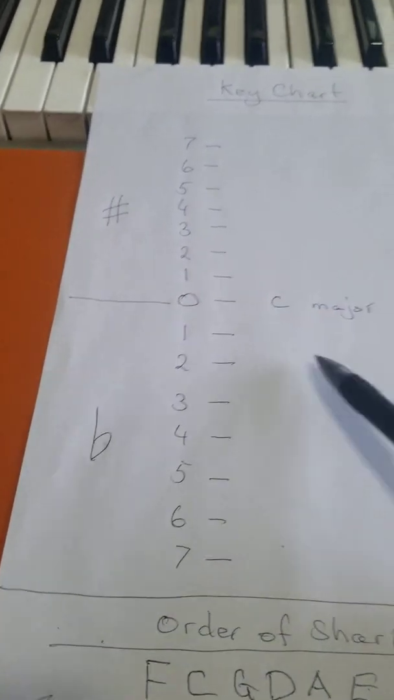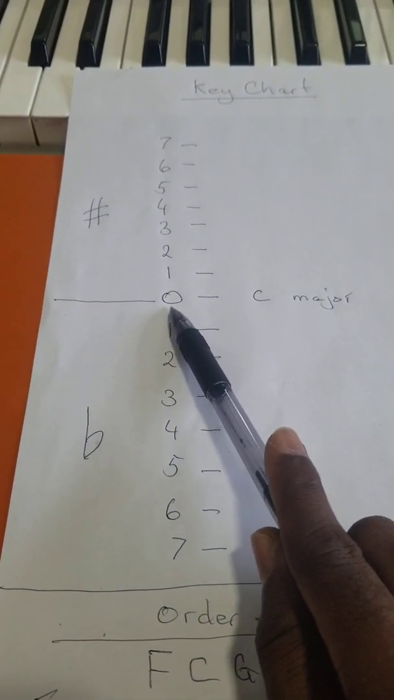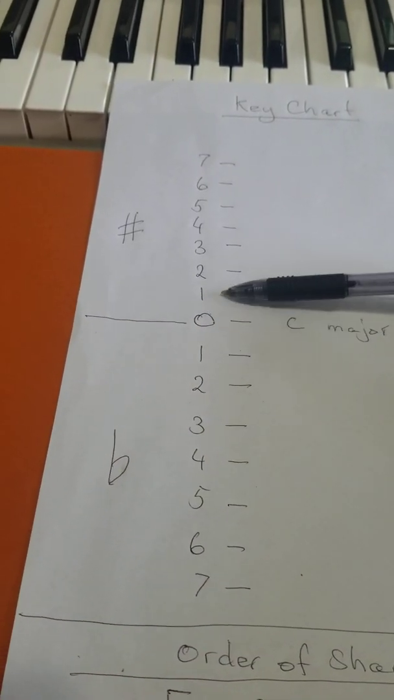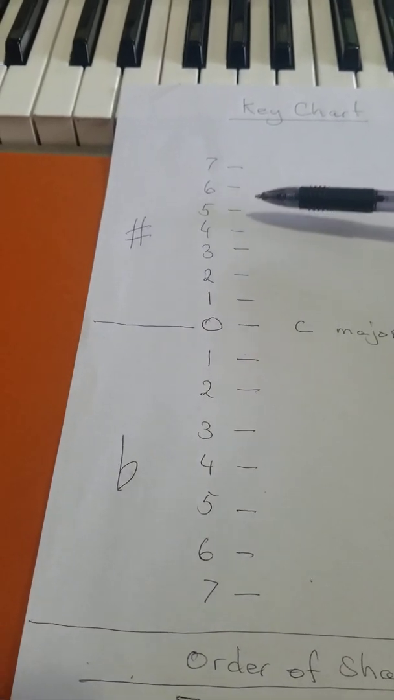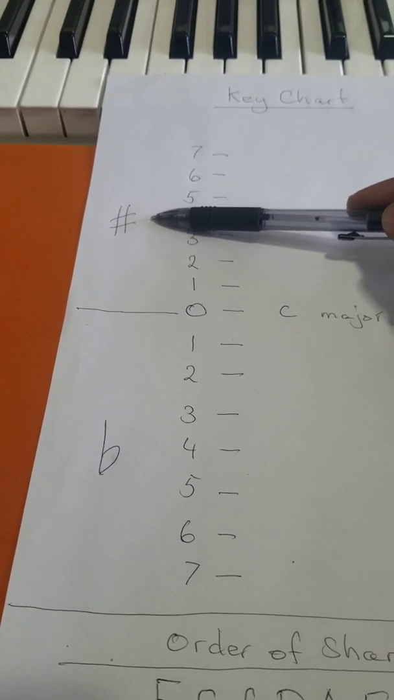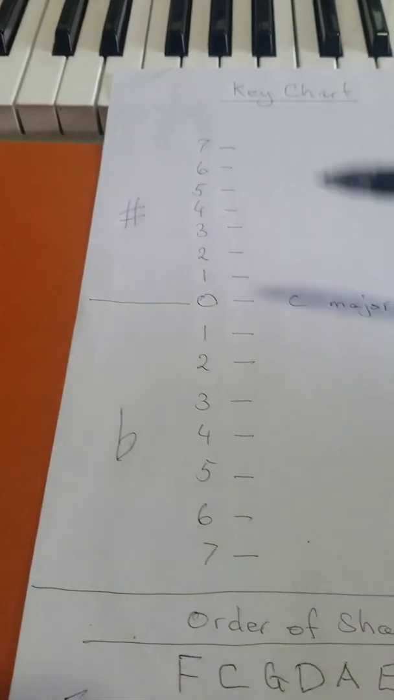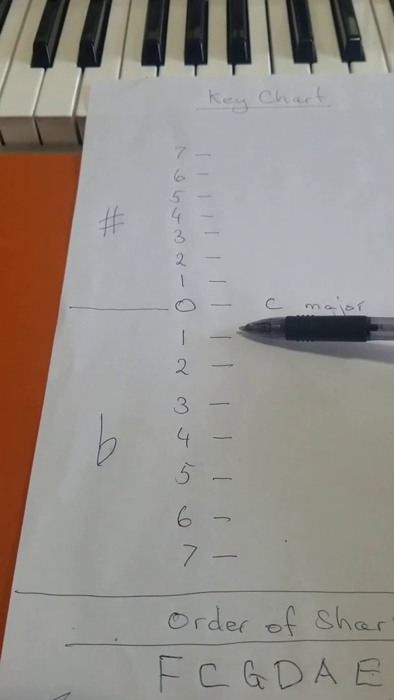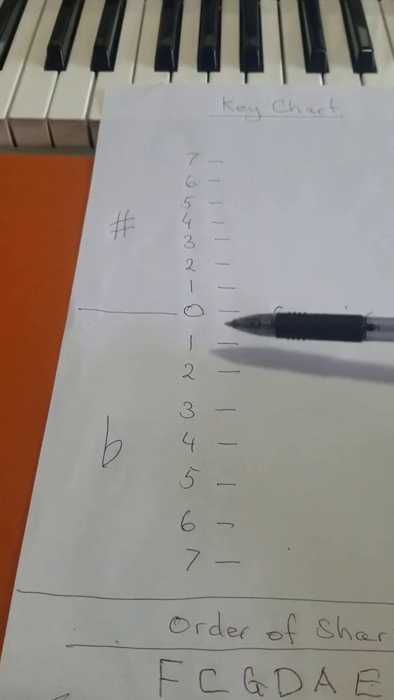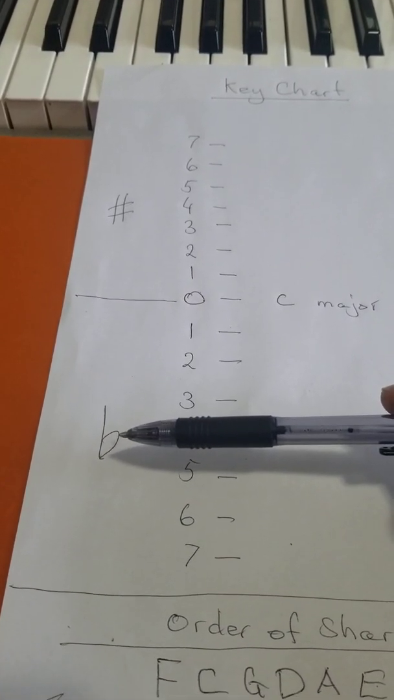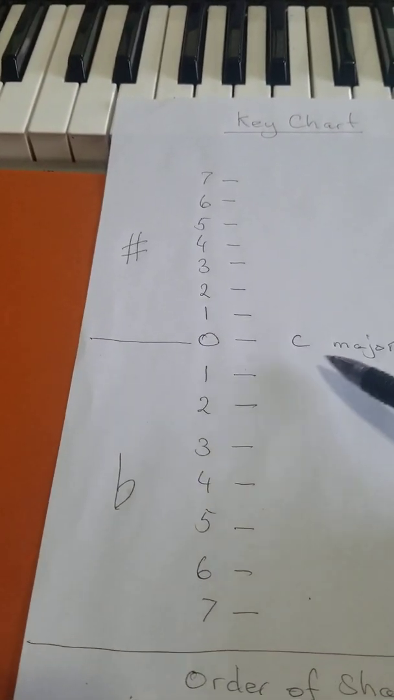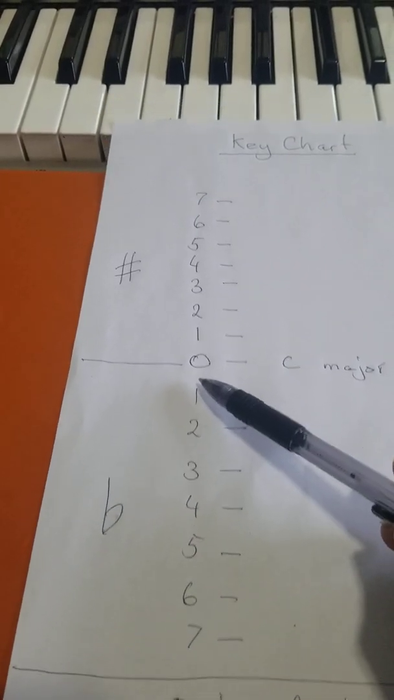let's explain that. Where we actually start off is in the middle of the paper with 0, and then we go up 1, 2, 3, 4, 5, 6, 7, and we're going to see that this section here represents all the keys that have sharps. Then we come back to 0 and we number 1, 2, 3, 4, 5, 6, 7, and these numbers or keys below 0 represent the keys and scales that have flats. Now we go back to 0 and we realize that C major has no sharps or flats.